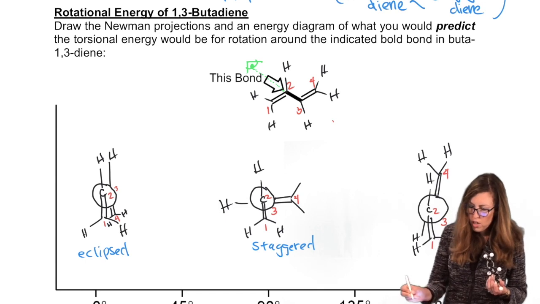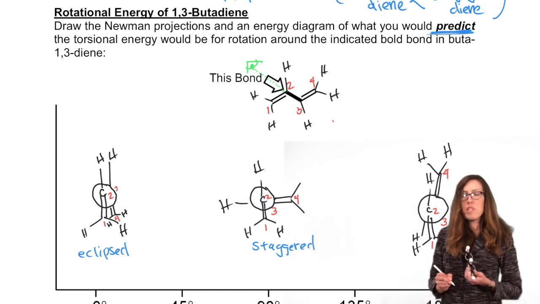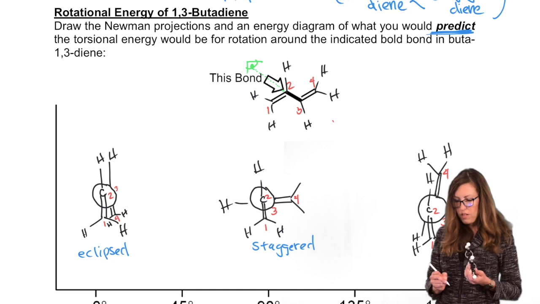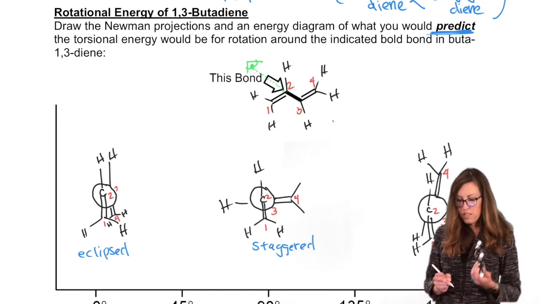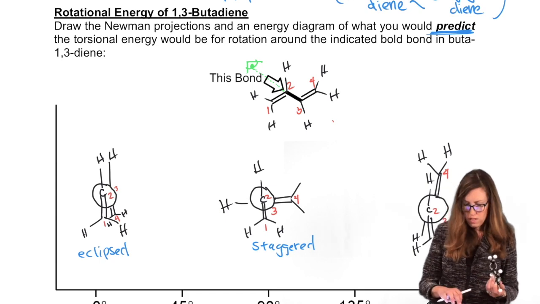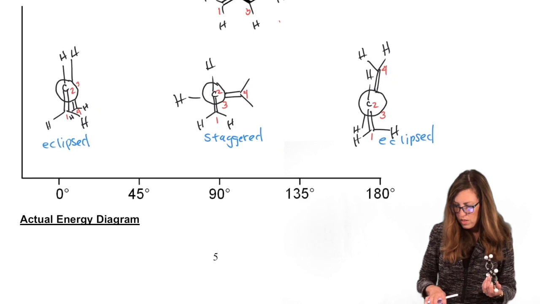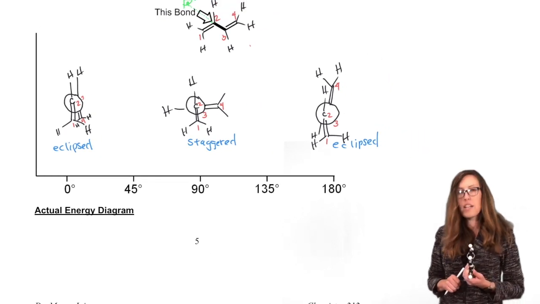Now this is your prediction. So this means based on what you knew from 211. What we learned in 211 is that eclipsed is higher energy than staggered. I think I probably put this down too low. There we go. Eclipsed is higher energy than staggered.